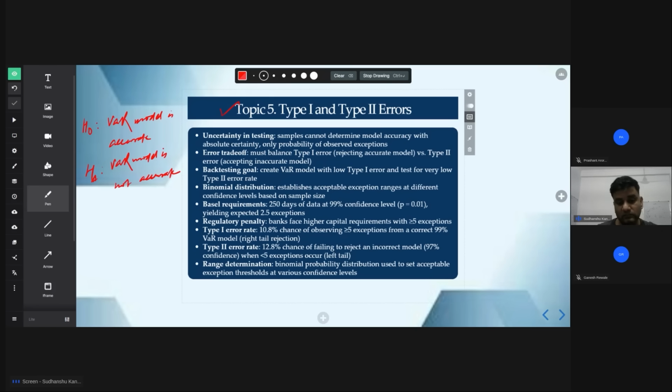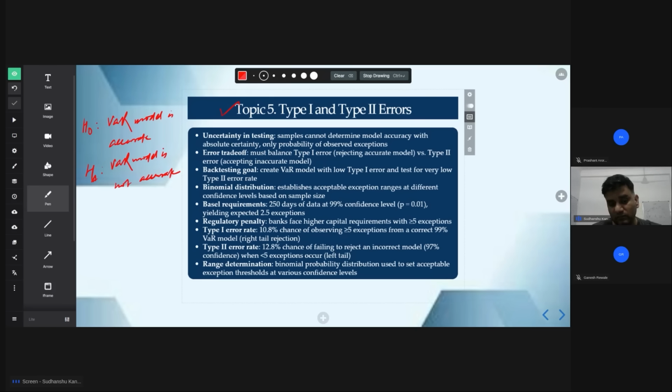But because we test using samples, which is finite data, there is uncertainty, so we can never be 100% sure. We can only estimate probabilities of being right or wrong. If you don't have infinite data, we don't know with certainty whether your model is truly accurate or not. What we can check is whether the observed number of exceptions fits within the statistical range expected for the chosen confidence level. So there is obviously a trade-off you need to understand.